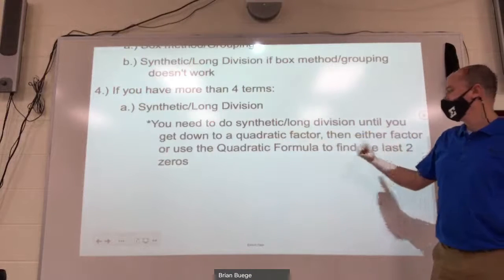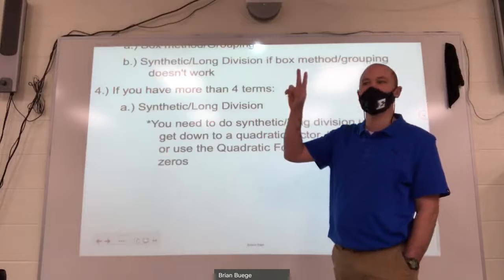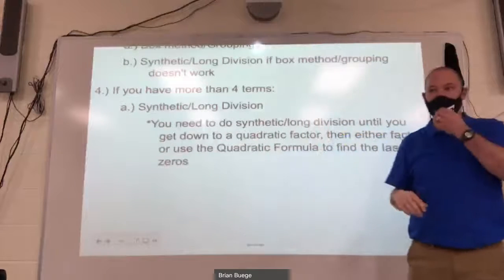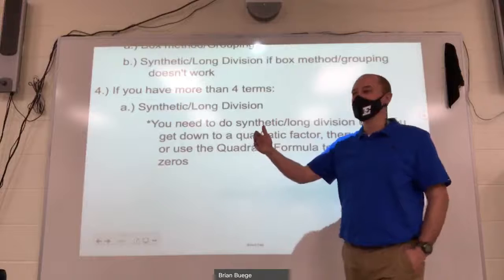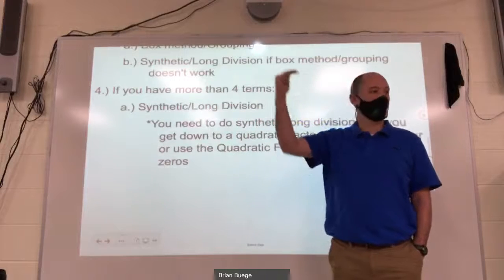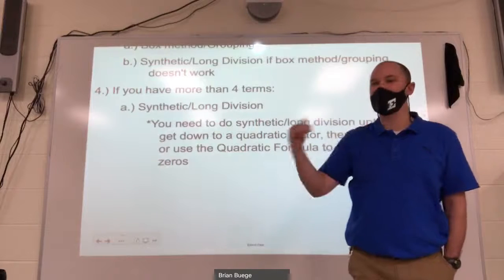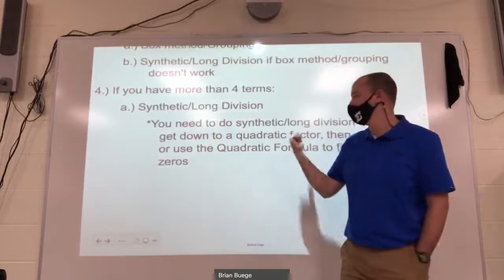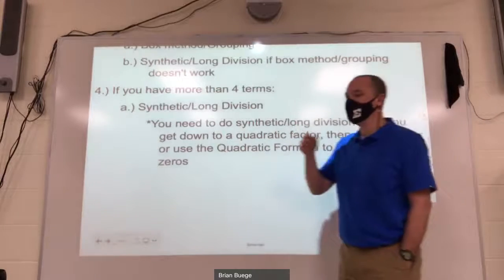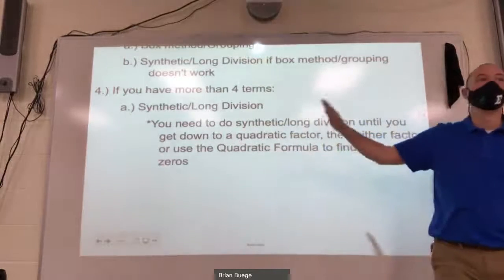At that point, you can then either use the quadratic formula or factor it from there to find those final two zeros. Okay? So if you have a fifth degree function or a fourth degree function, something along those lines, there's a pretty good chance you're going to have to use synthetic division multiple times to get it down to a quadratic to find the first two or three zeros, and then from there, find the last two with the quadratic formula, or if it's factorable, then you can keep going. Okay, so kind of a summary page of what to do when.